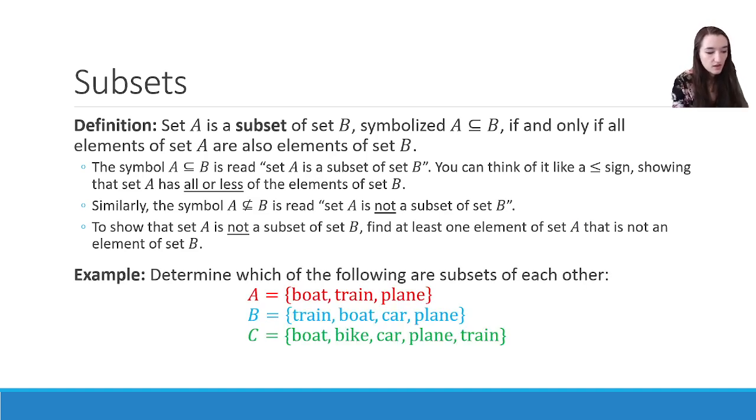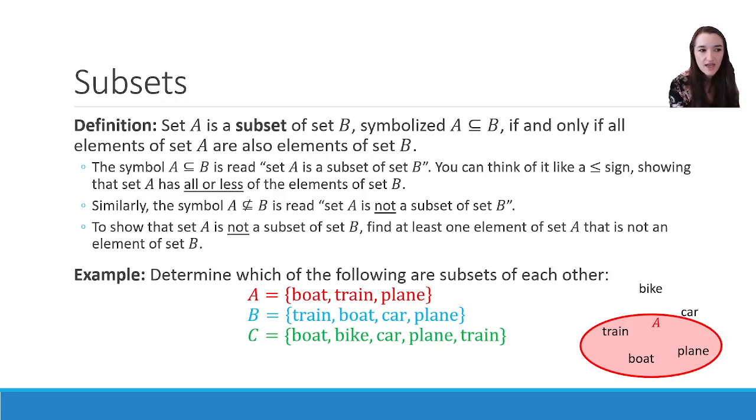So if we have A is boat, train, plane, B is train, boat, car, plane, and C is boat, bike, car, plane, train, we want to show which of these sets is a subset of the other. First, I'm going to draw out each of the elements. So I'm going to introduce the idea of a diagram. We're going to get a lot more into these in the next chapter, but for right now, I'm going to put a circle around any elements that are in A. So that's train, boat, and plane. So that is what's contained in A.